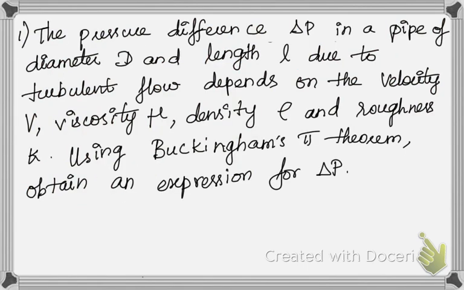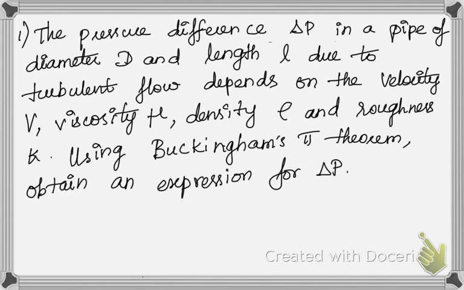So this is how we have to choose. The next thing is that we are going to solve a problem on this. The problem is: the pressure difference del P in a pipe of diameter D and length L, due to turbulent flow, depends on velocity, viscosity, density and roughness K. Use the Buckingham pi theorem and obtain the expression for del P. So this is what is given to us in the problem.